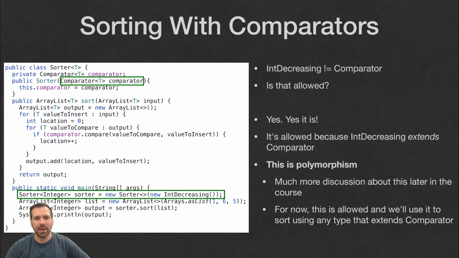Comparator of T, comparator equals new int decreasing. That's a valid assignment because int decreasing is a comparator of T, where T is currently integer. It is a comparator of integers, so that assignment is legal and valid. And then when I want to sort, I give it an array list of integers. Doesn't matter what integers I give it. That matches the type parameter T in this case. So I have a comparator of integers, an array list of integers, and this sort method, which I never told anything about integers, and I never told anything about int decreasing, how to sort integers or anything. This code still works.